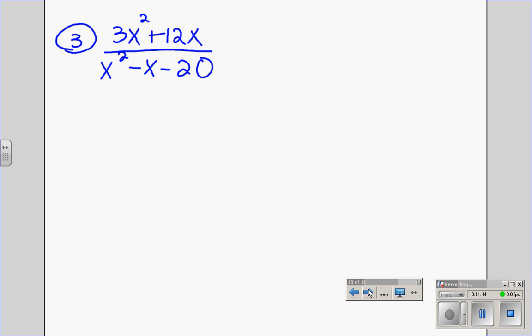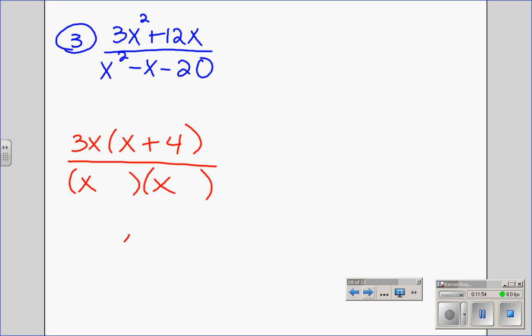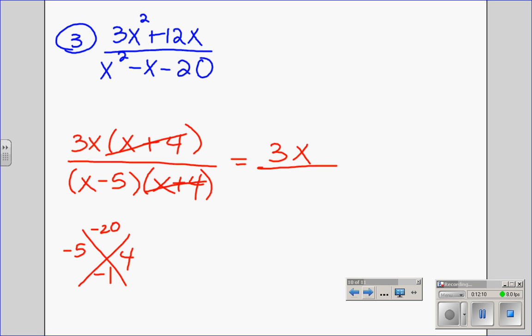Number 3, top, you're going to factor out a 3 and an x. The bottom is a trinomial. You're looking for two numbers that multiply to negative 20, add up to negative 1. So that would be negative 5, positive 4. X plus 4 is crossed out, leaves us with 3x divided by x minus 5. You cannot cross out these x's. They are attached to 3 and attached to the minus 5.